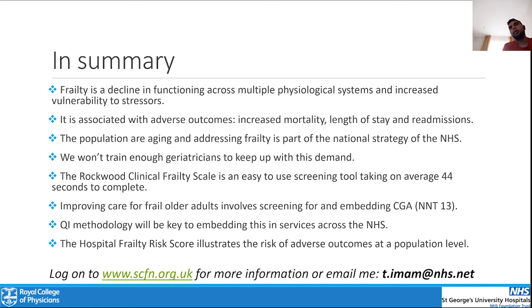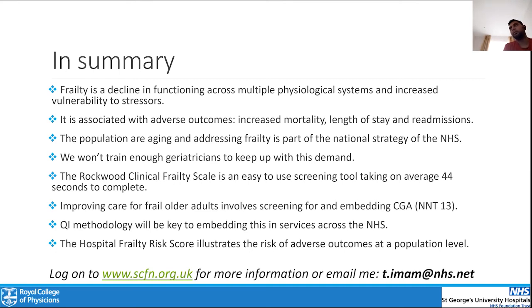And so with everyone's help, including yours, by screening for frailty using something like the clinical frailty scale, we are going to be able to recognize it and therefore signpost patients appropriately for comprehensive geriatric assessment, which has a good evidence base for helping frail older adults, or for using things like advanced care planning if appropriate.